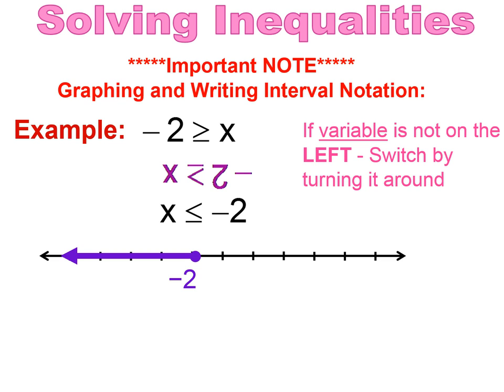If the variable's not on the left-hand side and you want to graph the solution, either remember you have to graph in the opposite direction of the arrow that the inequality is pointing, or turn your paper upside down and it'll show you the direction that you should have your inequality.